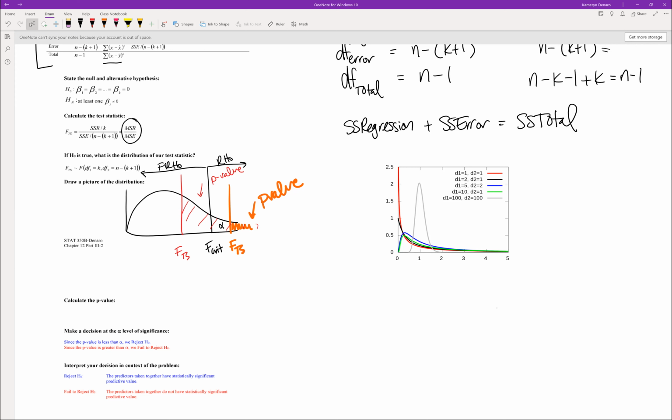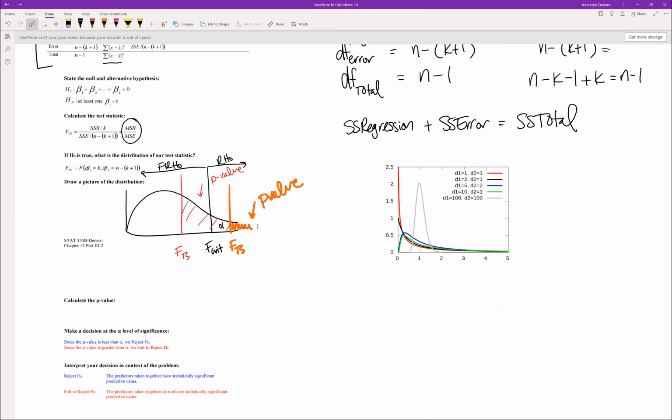Right? If our p-value is greater than alpha, we're going to fail to reject H0. And if we fail to reject H0, we're going to say the predictors taken together do not have statistically significant predictive value on our outcome variable, which means that for all of these individual slopes, we cannot say that they're different from 0. So there's not an overall relationship between our predictors and the outcome value.